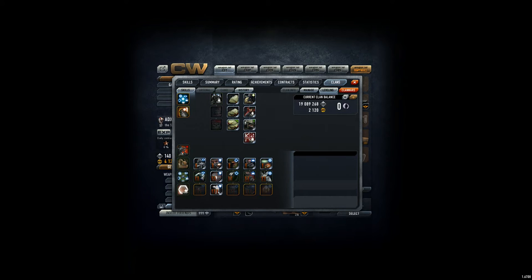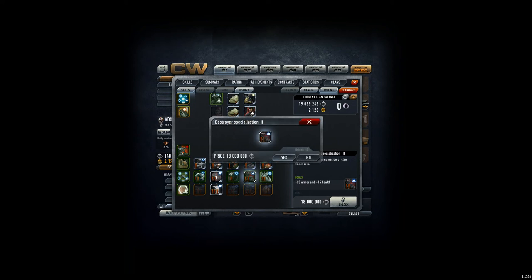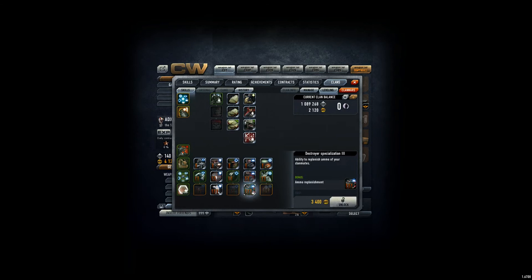Hey everyone, Clan Day again, 19 million, which enables us to book the Destroyer Spec 2 for our Destroyer guys. And what is that? Ability to replenish ammo of your climates. Cool. Is that new? I see it the first time actually. So you can give another ammo for next time. Okay, anyways, it's not important.